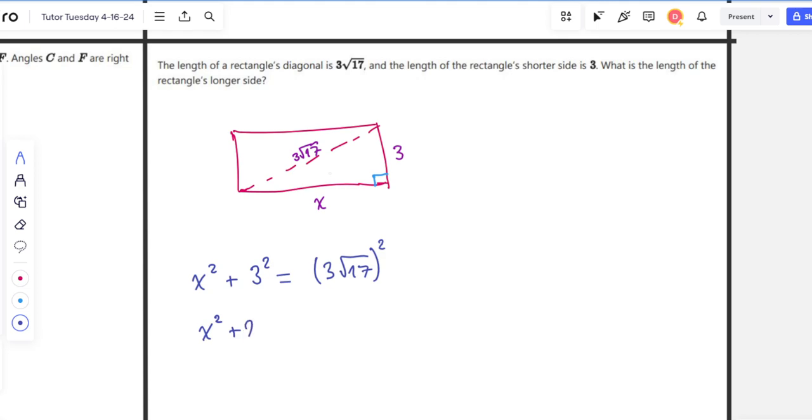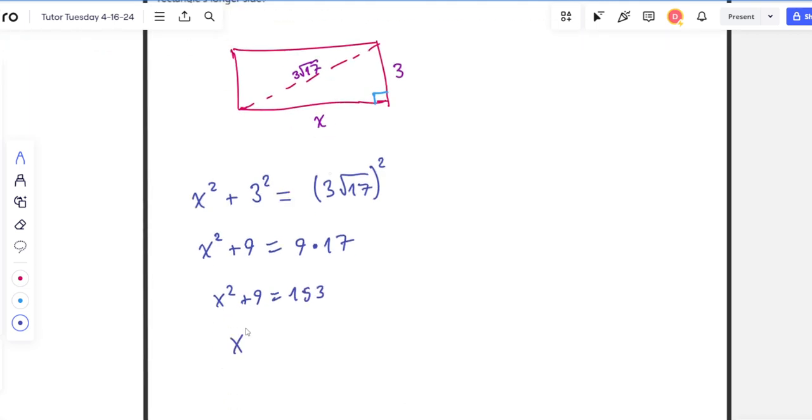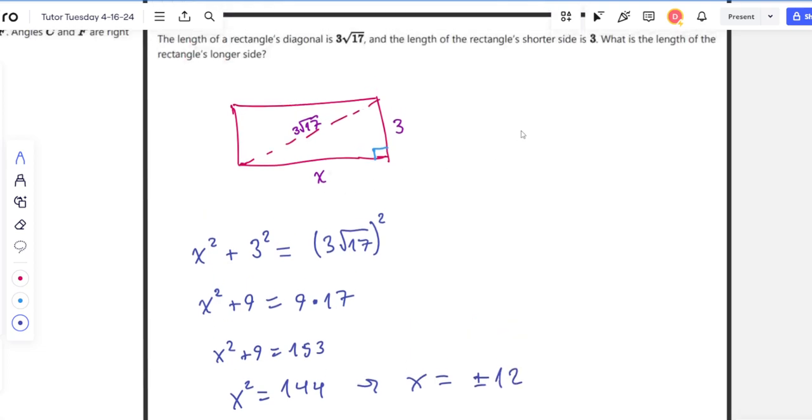So I get something like x squared plus 9 is equal to 9 times 17. What's 9 times 17? I don't even know. 90 plus 63 is 153. So x squared plus 9 is equal to 153. 153 minus 9 gives x squared is equal to 144. Okay, so x is equal to plus or minus 12. So our answer here is obviously positive 12. But that's all there is to that one.